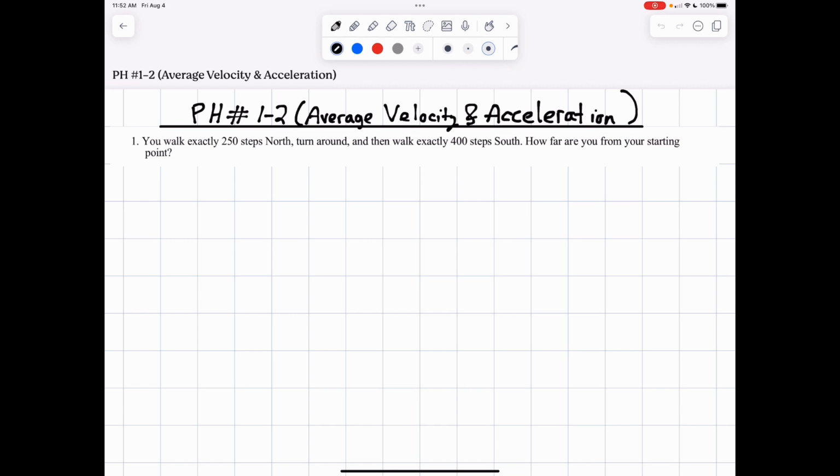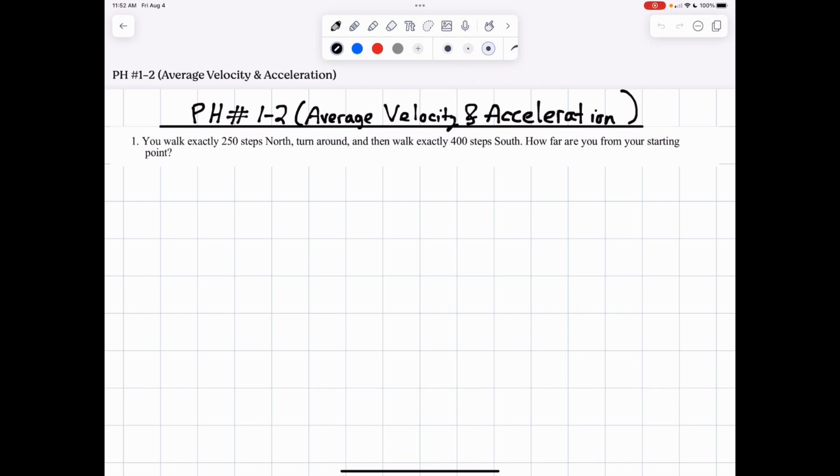In question number 1, we're looking at the idea of displacement. It tells us we walk exactly 250 steps north, turn around, and then walk exactly 400 steps south. How far are you from your starting point? I'm going to use the graph paper to help me out here. I'm going to make each box 100 steps.